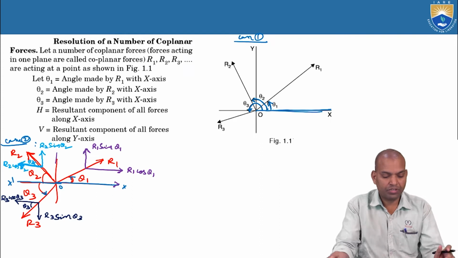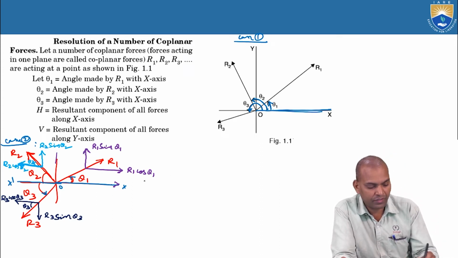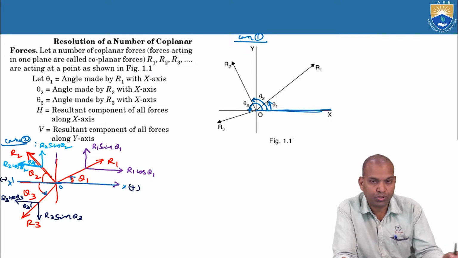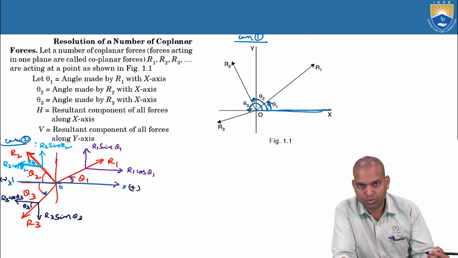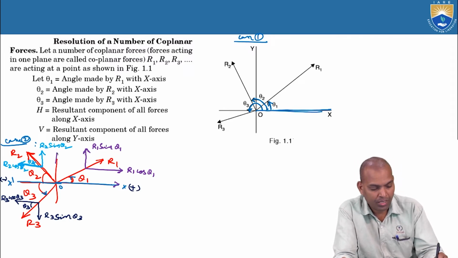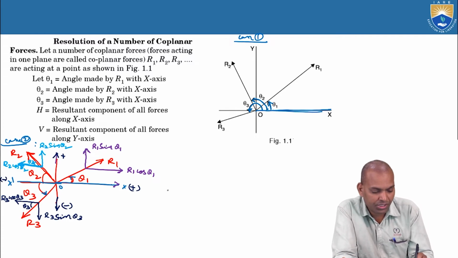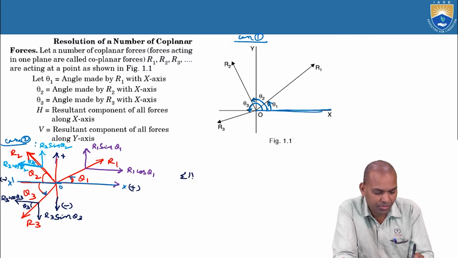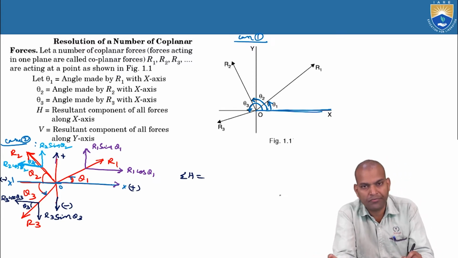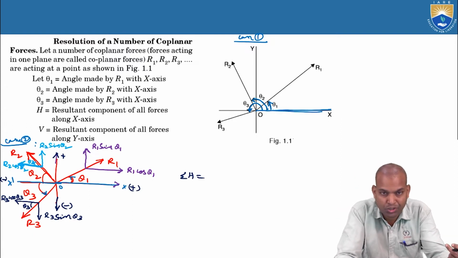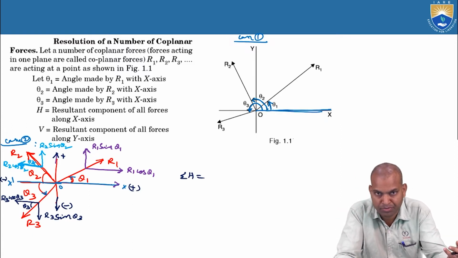Now what is the sign convention you have to follow? The sign convention is that there is a positive x direction and a negative x direction. If it moves towards the left, it is negative x, and towards the right, it is positive. Upward is positive y, downward is negative y. For this case study, sigma h means the algebraic sum of all horizontal components of forces. The algebraic sum means there can be positive terms and negative terms.